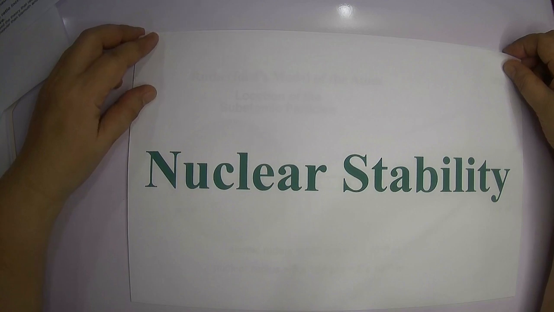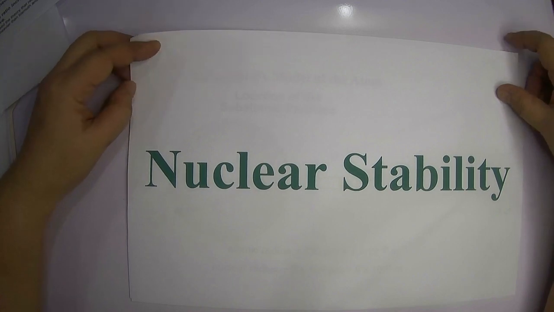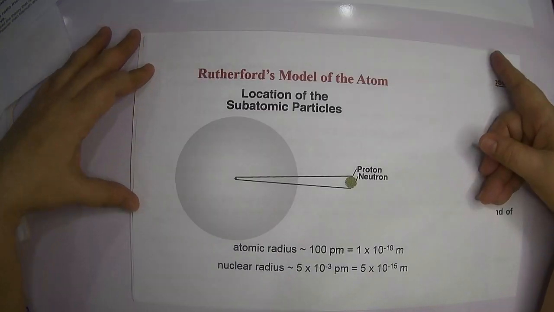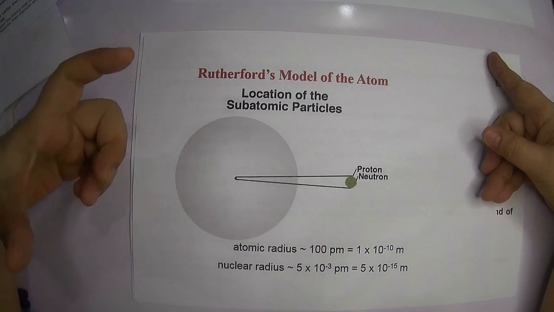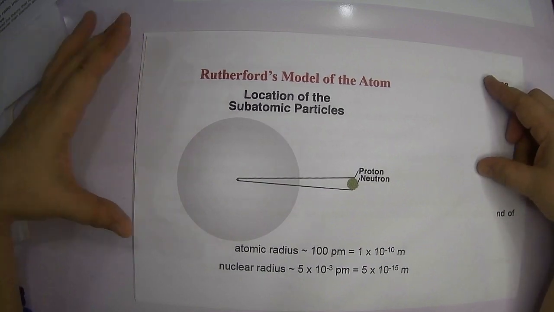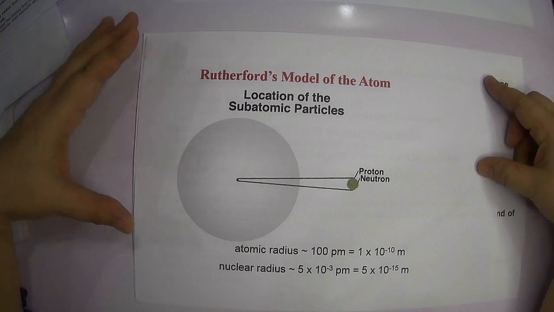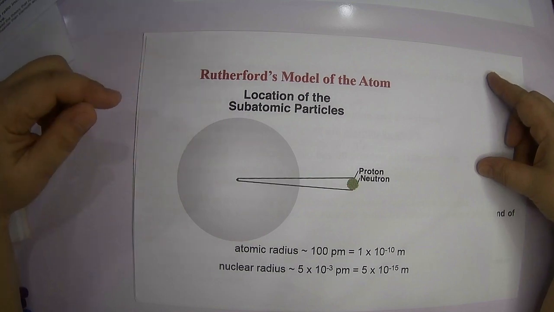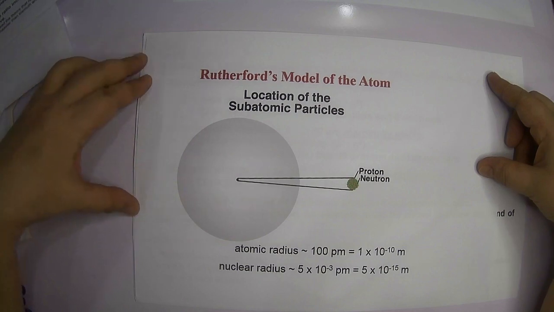Now, before we go into detail on nuclear stability, let us recall our concept of atomic structure from your general chemistry. We have learned from Rutherford's theory that the atom is mostly composed of empty space. When he bombarded a gold foil with alpha rays, he found out that only one out of the 20,000 alpha rays he emitted towards the gold foil deflected with a large angle.